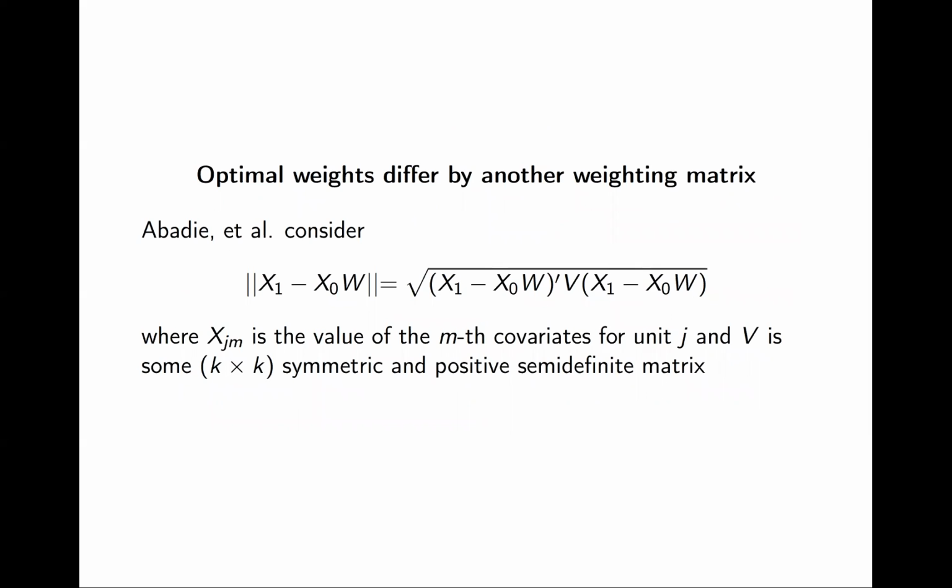Okay, so we've got here optimal weights differing by a weighting matrix, another weighting matrix, which is V. So we have this norm, which breaks out into this matrix expression right here. We've got (X1 minus X0W) prime times V times (X1 minus X0W). So what is this V? V is a K by K symmetric and positive semi-definite matrix, right? And it can have anything inside it. It's just got to be symmetric and positive semi-definite, all right?